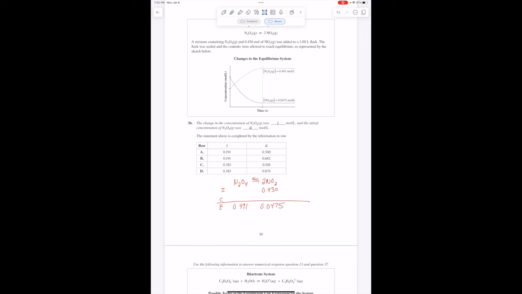Okay, this is weird because look what's happening. N2O4 is going up. So this side is going to be the adding side. Usually it's the subtract side. Okay, and the other side is going down, so this is my subtract side. Anyway, that's weird, but whatever. Okay, so let's find the difference here. This was 0.430, it's now this. What did it change by? So 0.430 subtract equals 0.3852.